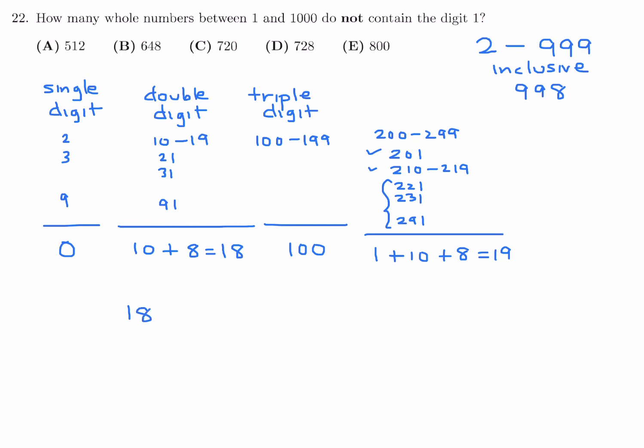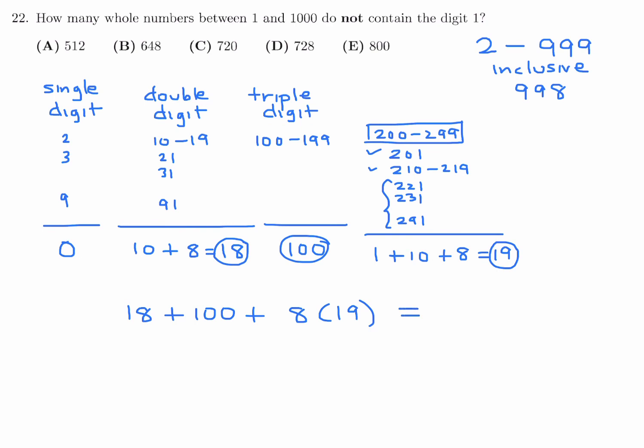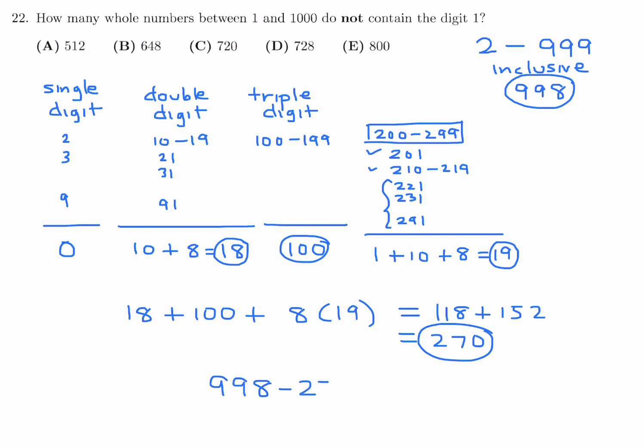Okay, so I'm ready to calculate the full total. I've got 18 here. Then I have 100. And then for each of the intervals, 200 to 299, 300 to 399, there's going to be 19. So how many of those intervals? There's 8, right? 200s, 300s, 400s, all the way up until 900s. So there's 8 of those, and each of those will have 19 numbers that have a 1 in it. So this total is 118 plus 152, and that is 270. So 270 numbers have a 1. We want all the numbers that do not contain a 1. So take my total and subtract 270. So 998 minus 270 is equal to 728. So number 22, the answer is D.